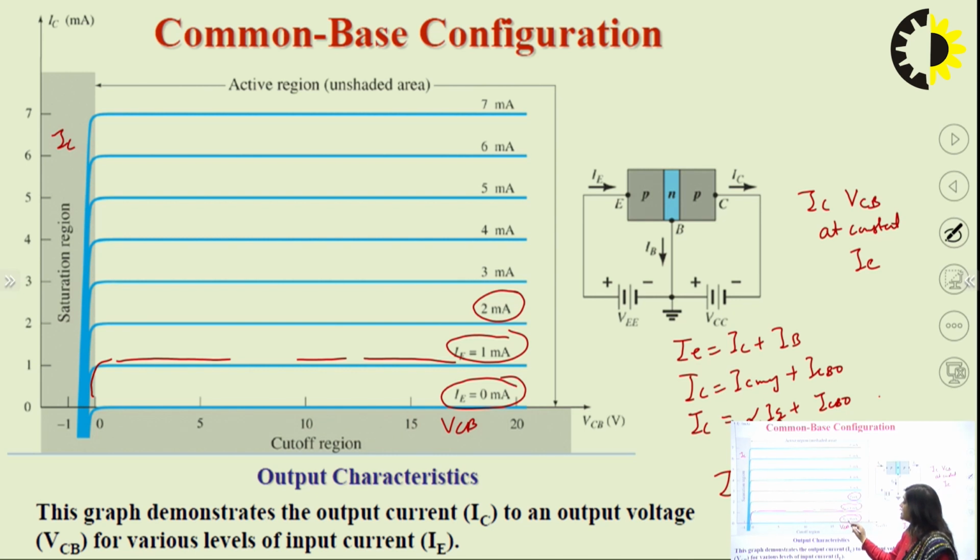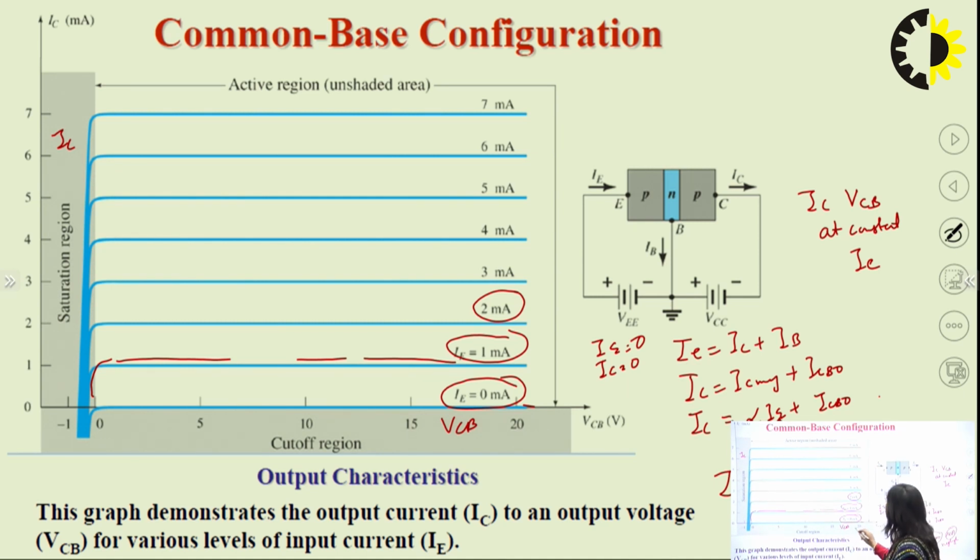That's why we can see here IE is equal to 0 and our IC is nearly touching this horizontal axis, because this ICBO is reverse saturation current and its range is in the microampere. It's very small, so we can neglect this amount of ICBO. That's why if IE is 0, we can say that IC would also be 0, and we can plot this graph IC versus VCB at the horizontal axis when the IE is 0.